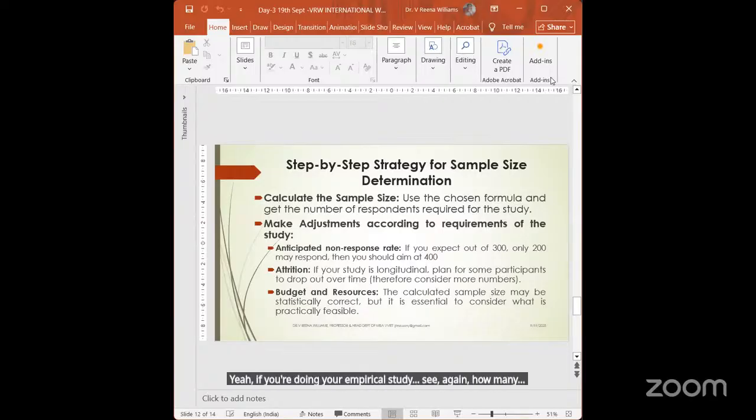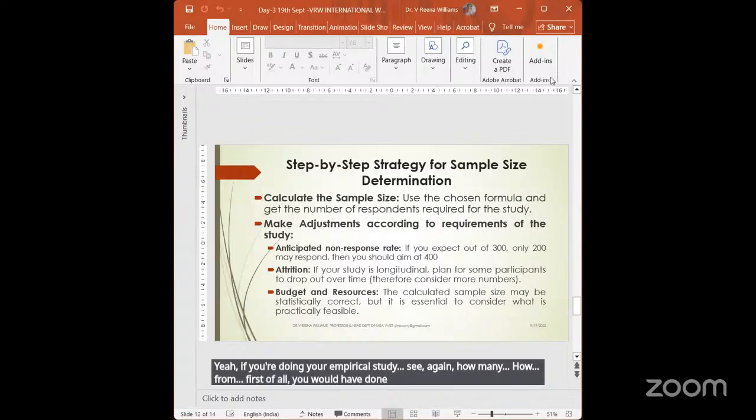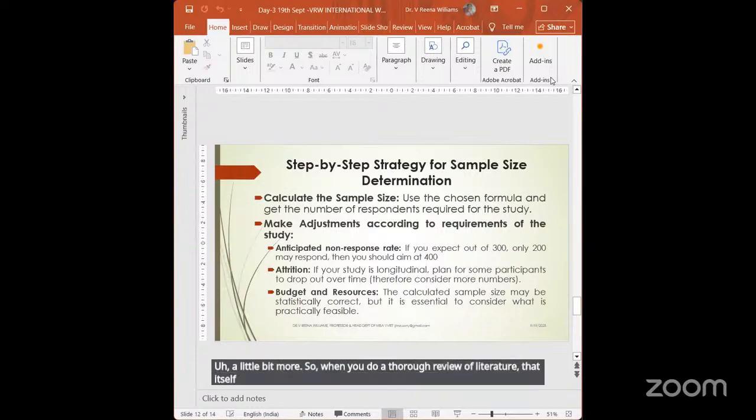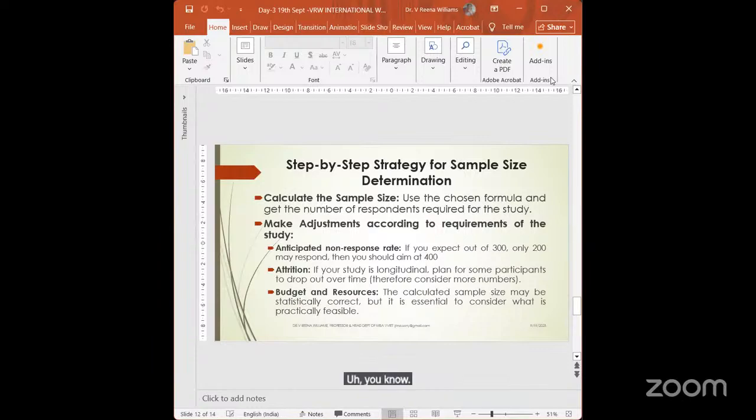How much of literature review have you completed, may I ask? Ma'am, 40. No, that may not be sufficient. You need to go ahead a little bit more. When you do a thorough review of literature, that itself will give you an understanding of how many responses you need to take up.